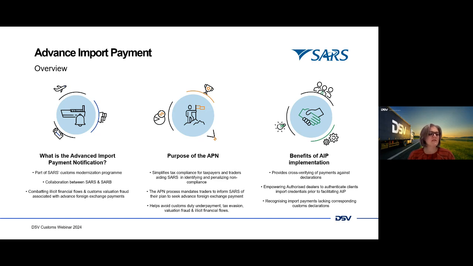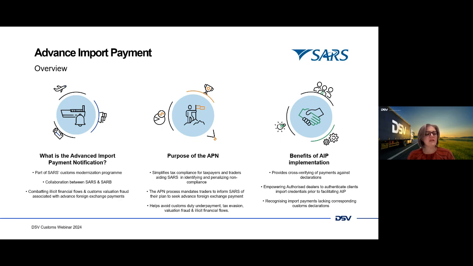So this has been implemented for a number of reasons, but obviously it is to make sure that SARS, as well as the South African Reserve Bank, are able to link the foreign payments made outside of the country to a relevant import. So in that sense, you will apply for the APN on the e-filing, and then you will provide it to your bank for the payment. This needs to be done within a 30-day time period, otherwise it expires.